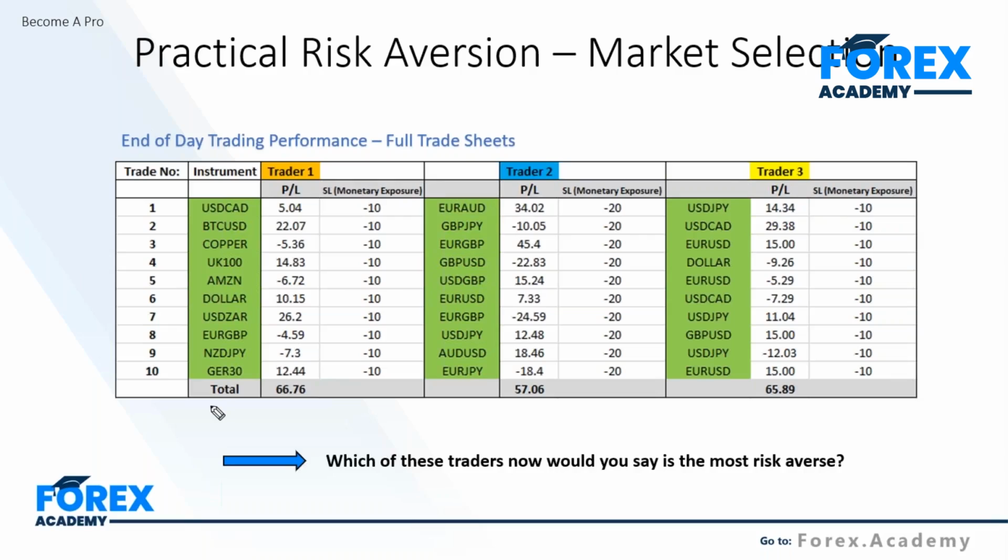Okay, now as we move across to other asset classes here, you can see trader 2 has chosen to trade, it looks like he's only traded the forex pairs, okay, and he has, of course, traded euro against the Aussie dollar, the pound against the Japanese yen.